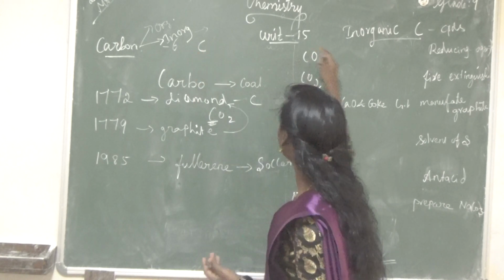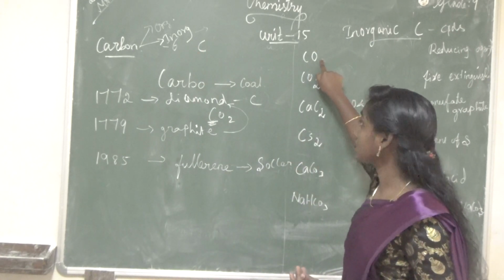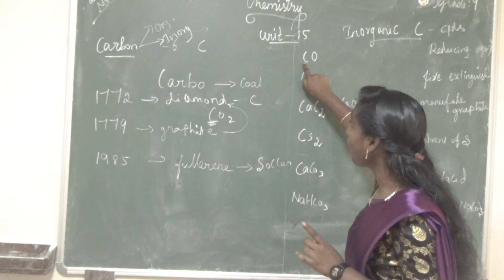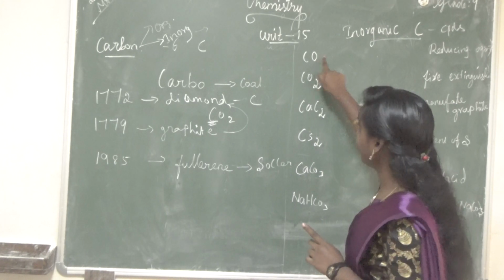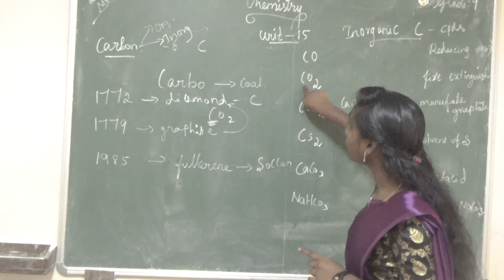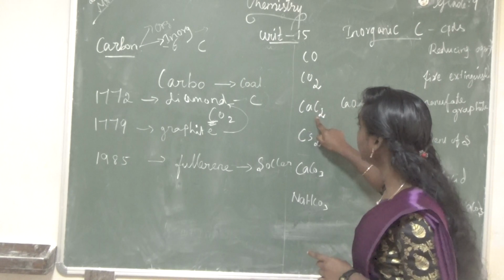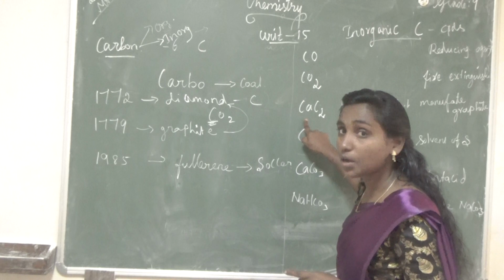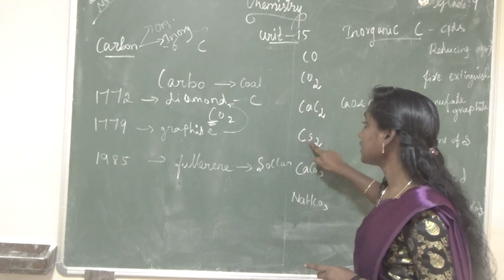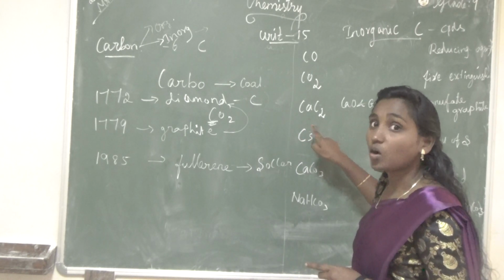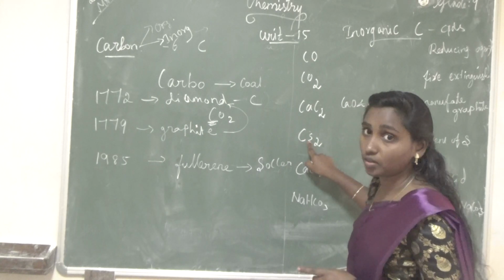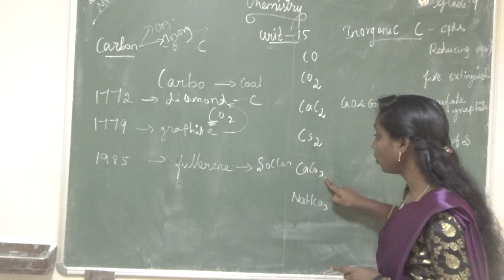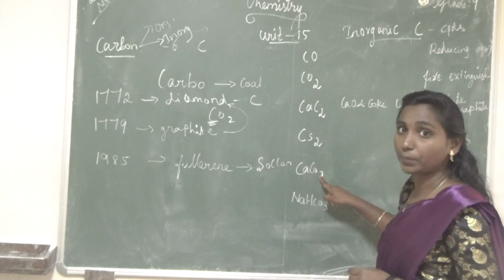Examples of inorganic compounds: carbon monoxide, CO, with only one O, so we have to say the name carbon monoxide. The second one is carbon dioxide, and the third one is calcium carbide. What is this name? Calcium carbide. CS2 means carbon disulfide, and CaCO3 means calcium carbonate.